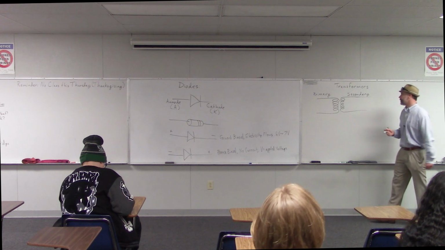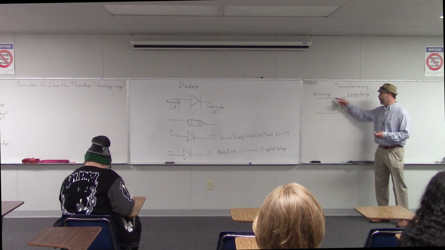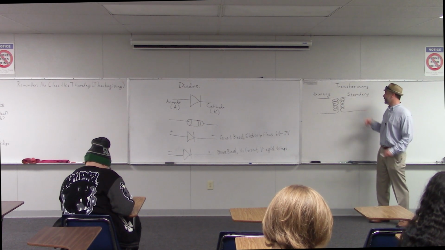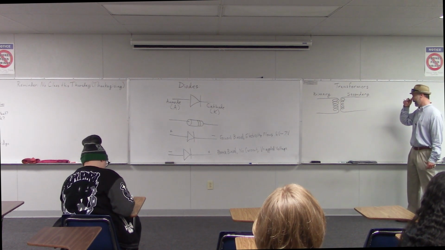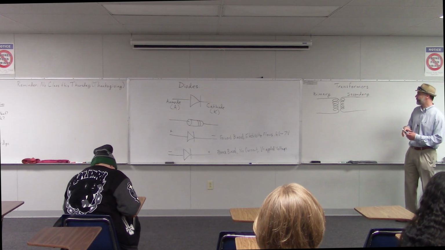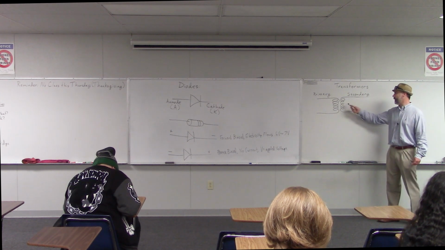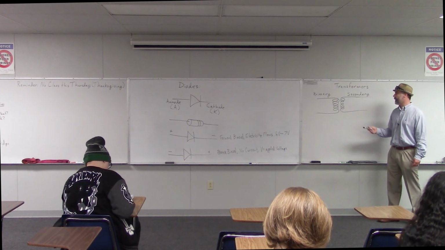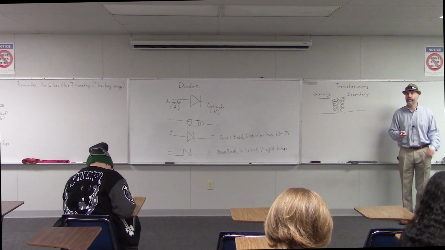And the ratio of the number of turns on the primary to the turns on the secondary, that's called the turns ratio, and that determines whether the voltage coming out is greater or lesser than the voltage going in. So if you have more turns on the secondary, you get more voltage out. Fewer turns on the secondary means less voltage coming out.